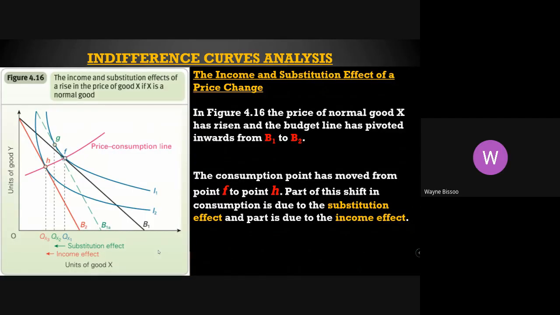So now we want to try to look at the income and substitution effect of a rise in the price of good X if X is a normal good. Now, this is important. Remember, I kept on using this phrase normal goods. What is a normal good? To be simple with you guys, a normal good is a good that follows the law of demand. Now, I haven't brought up the law of demand with you yet. But if you've been doing your work and your reading, you'd realize that there are basically two types of goods. There are normal goods and abnormal goods.